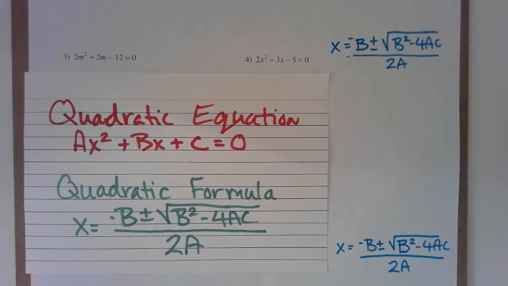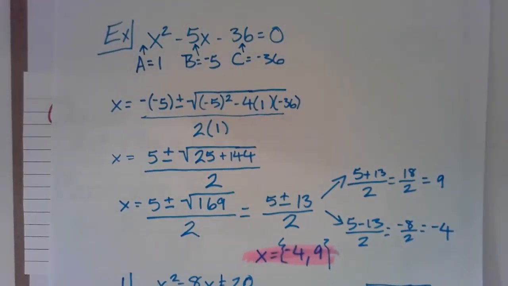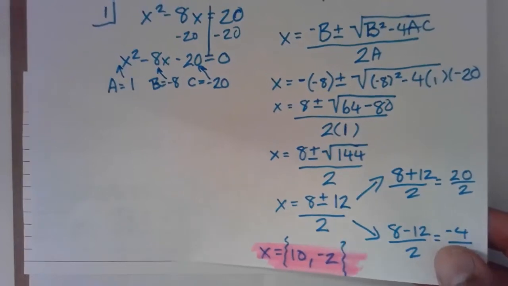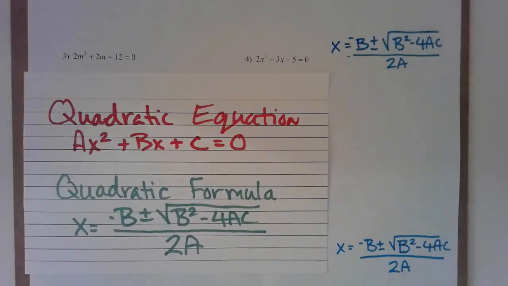So in the previous examples that we went over, you'll remember, hopefully, that our answers came out pretty nice and neat. If I take a look at the first example we did in the last video, we ended up with two whole numbers, -4 and 9. And in the next example, we had 10 and -2. But what happens if things aren't so nice and neat? Well, that's when it's going to involve a little bit of work on our part.